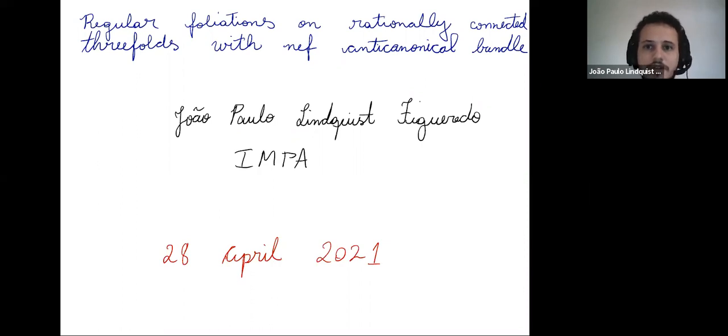So I'll talk about part of my thesis work that I'm finishing now in the following months. And this is a problem on determining when foliations have algebraic leaves.